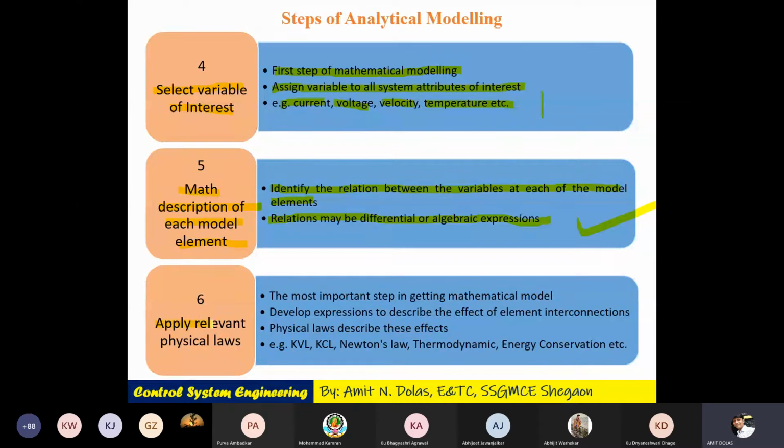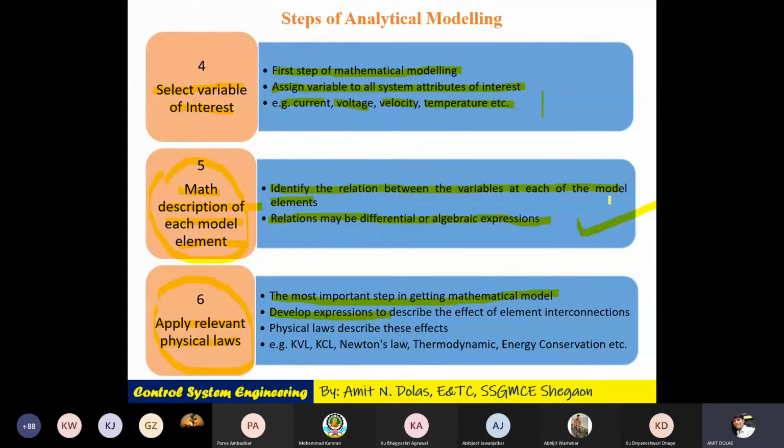Then the sixth step is apply physical laws. The most important step in getting the mathematical model. Develop expression means first, you may be thinking sixth step में भी वही बता रहे सर, fifth step में भी वही बता रहे. No, first means जो भी आपके variables है, if I have resistance, current and voltage, we specify that resistance value is equal to V by I. वो particular element के लिए हमने सोचा है, that is the description of that element.